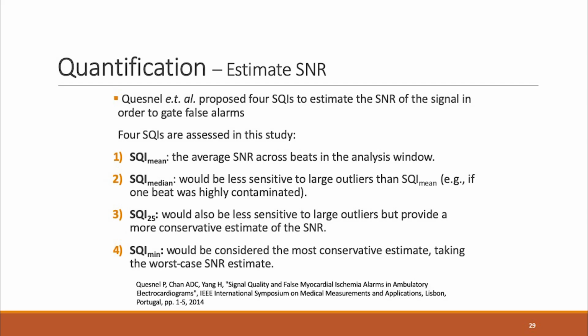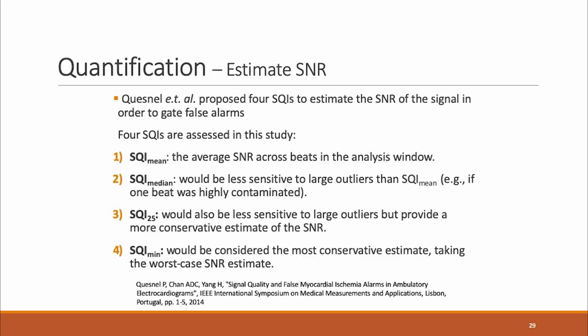So Quesnel proposed 4 different SQIs, and SQIs here are signal quality indices, to estimate the SNR of the signal in order to gate false alarms. Here are the 4 SQIs that he has proposed: the mean, median, 25th percentile, and the minimum.